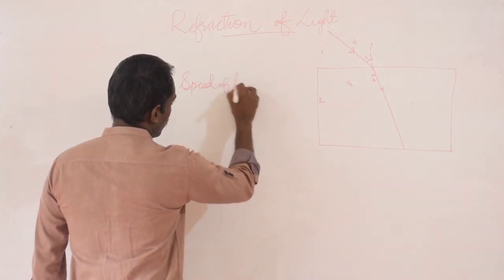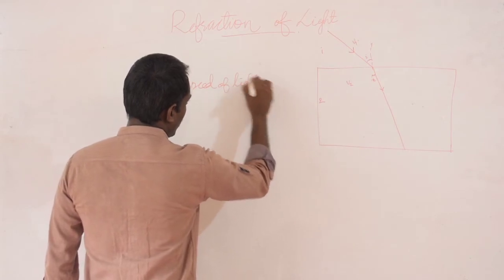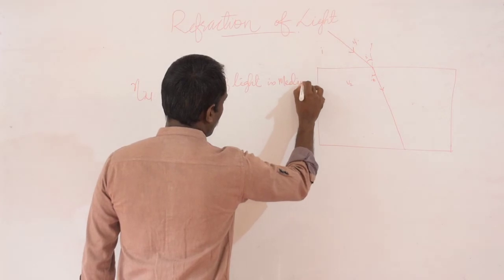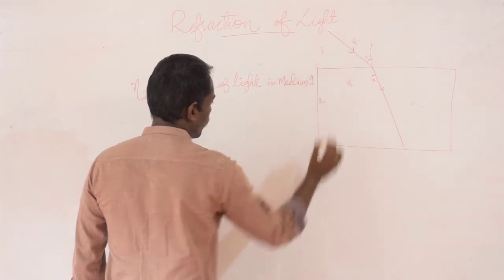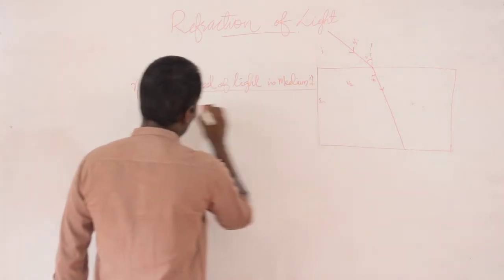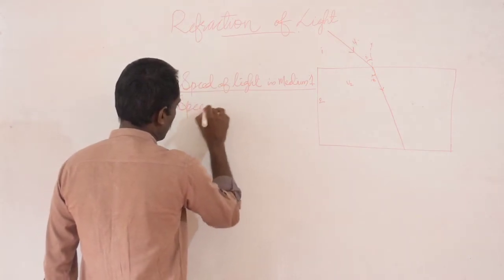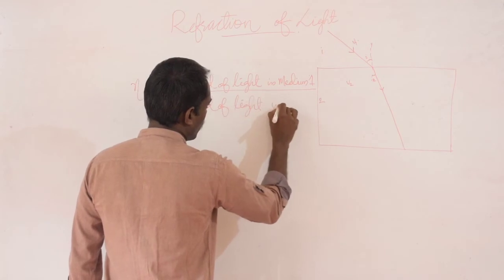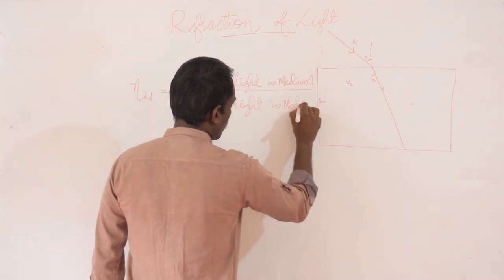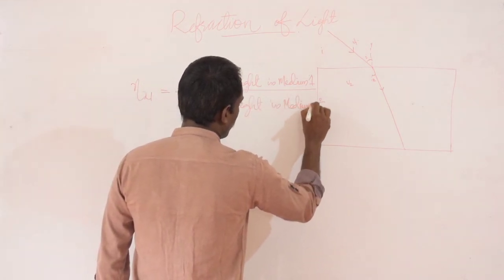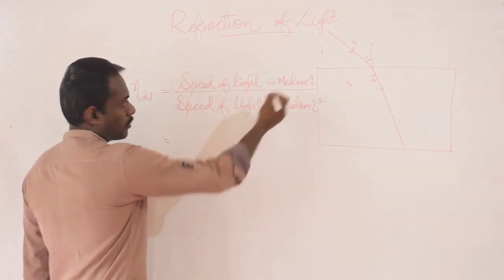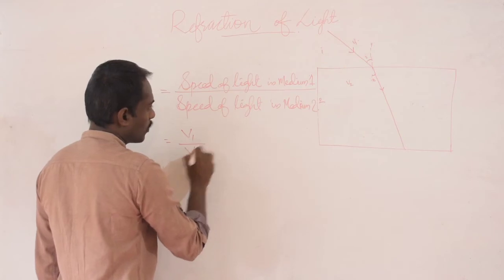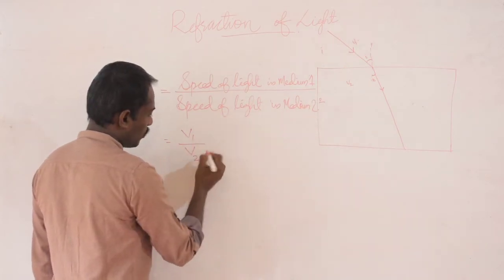Speed of light in medium 1 divided by speed of light in medium 2. The speed of light in medium 1 is V1 and the speed of light in medium 2 is V2.